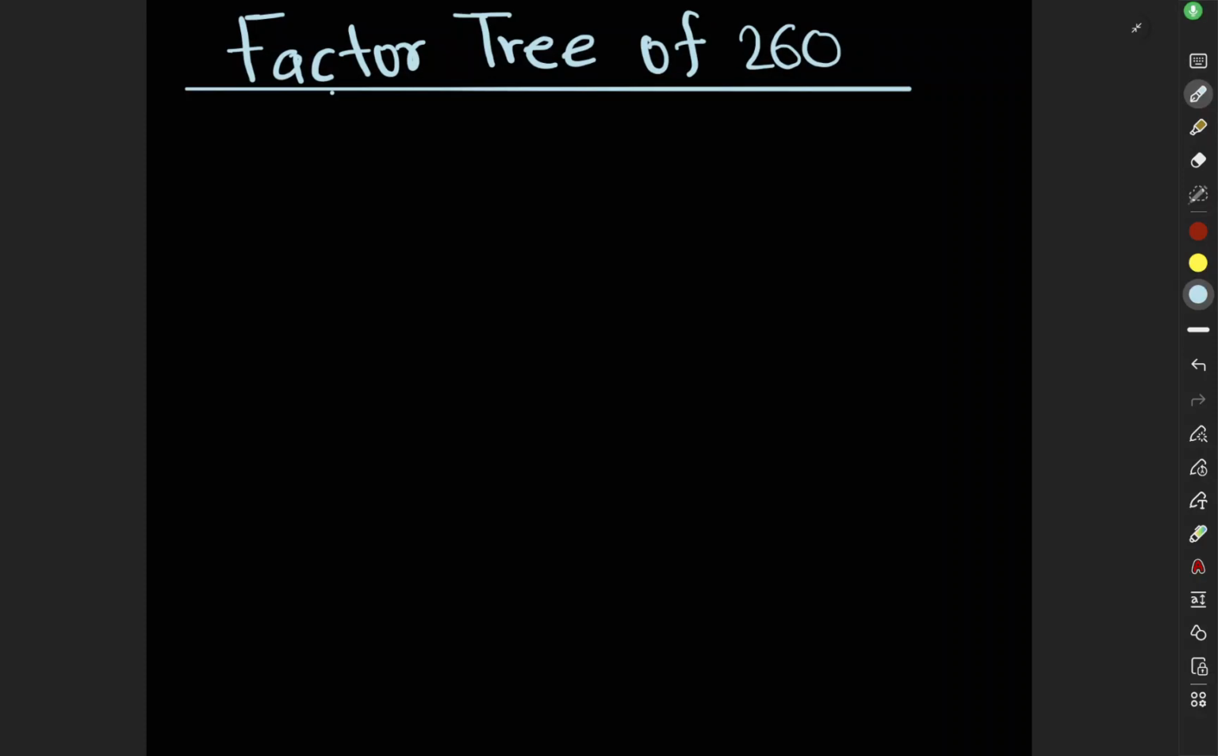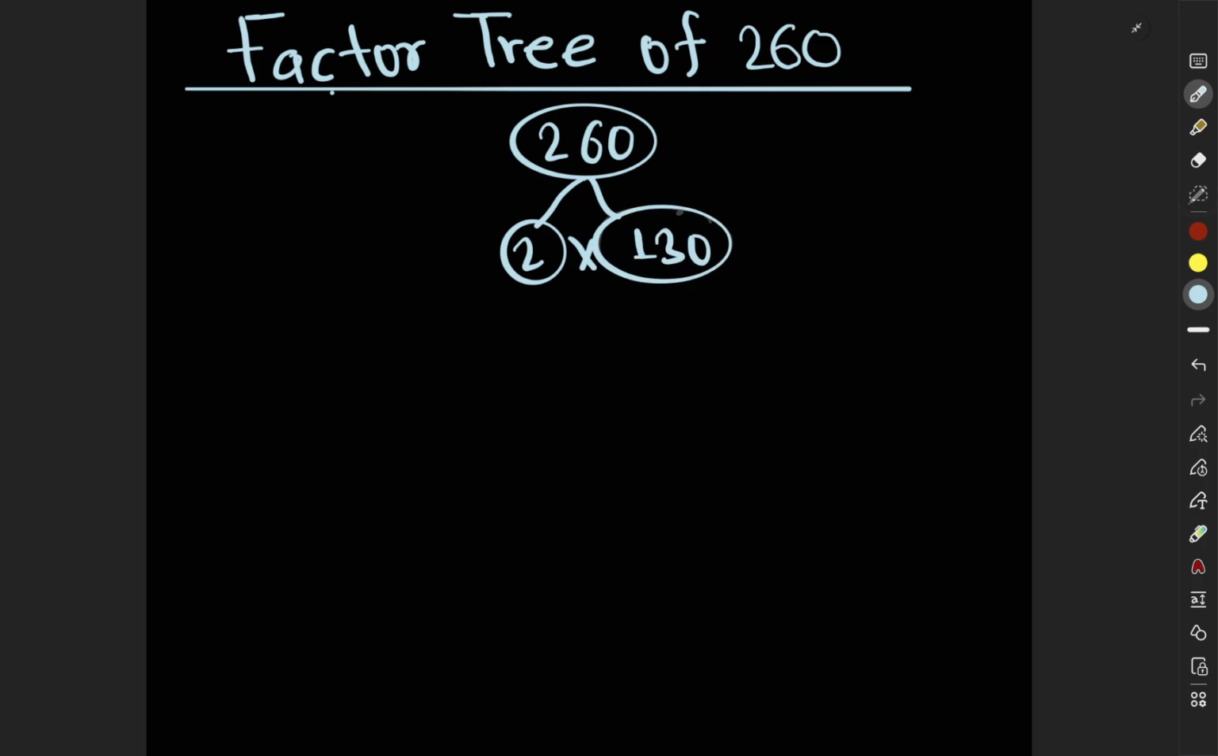Factor tree of 260. So 260 can be written as 2 times 130. 2 times 130 makes 260. 130 can be written as 2 times 65. 2 times 65 makes 130.